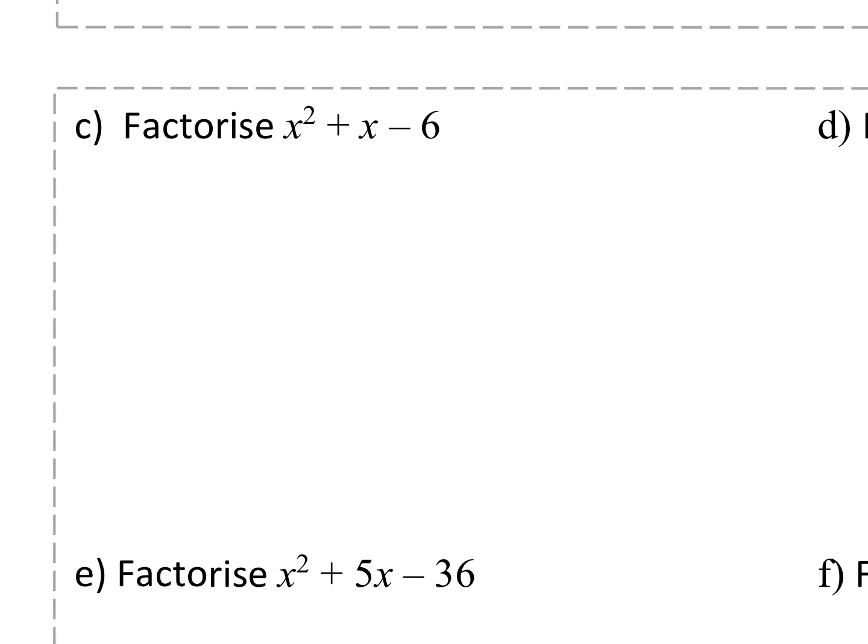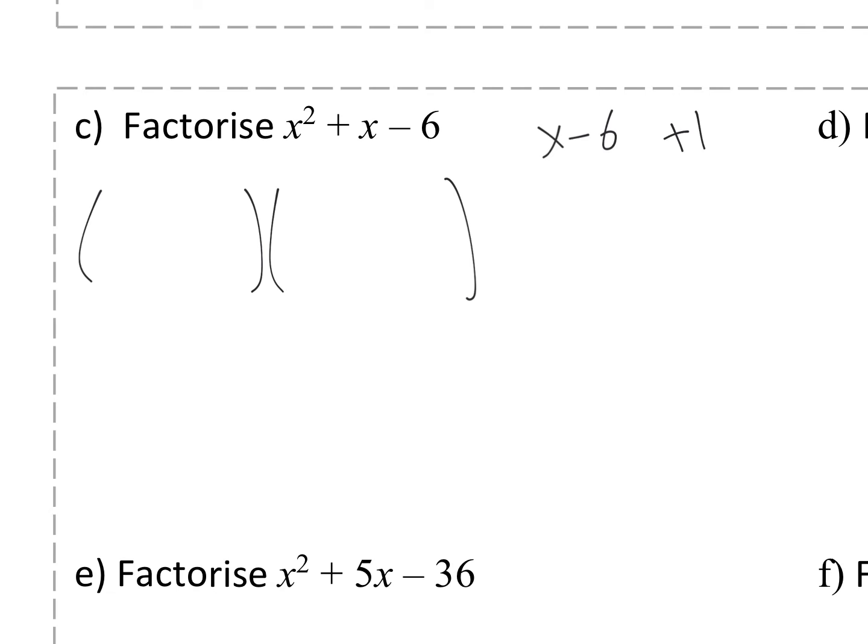Part C. Factorize x squared plus x minus 6. So put double brackets in. We're looking for two numbers which times to give the end, so minus 6, and add to give the middle. Now there's no number there, but it's not 0 because there are x's there, so it's 1. So it has to add to give 1. Now when we multiply and get a result of a negative number, that must mean that one is positive and one is negative, because the only way to get a negative number when you do a multiplication is to have a positive and a negative.